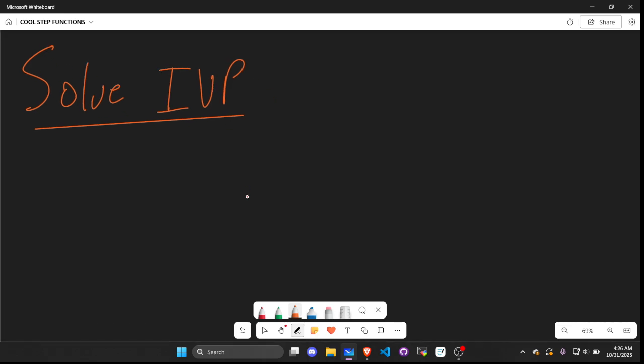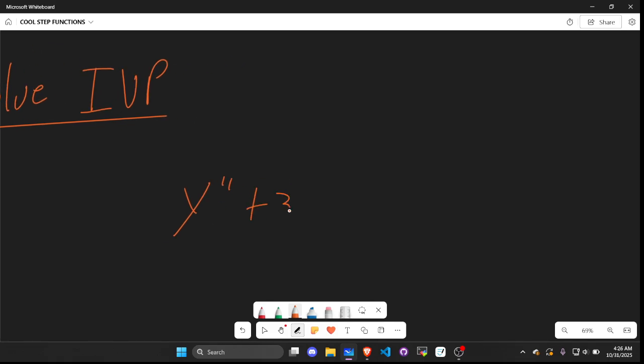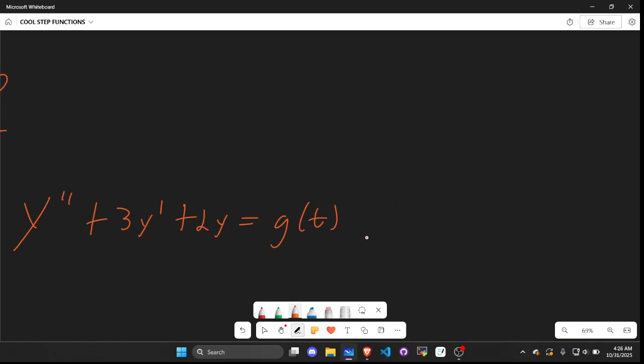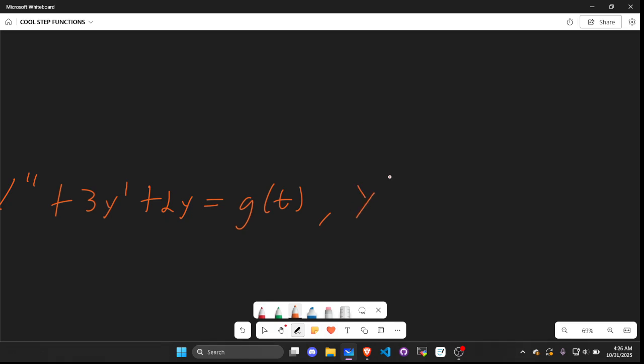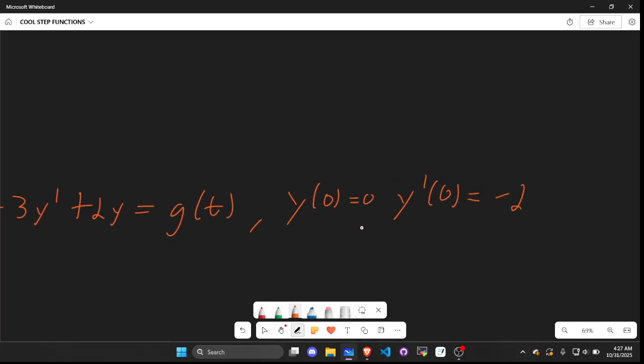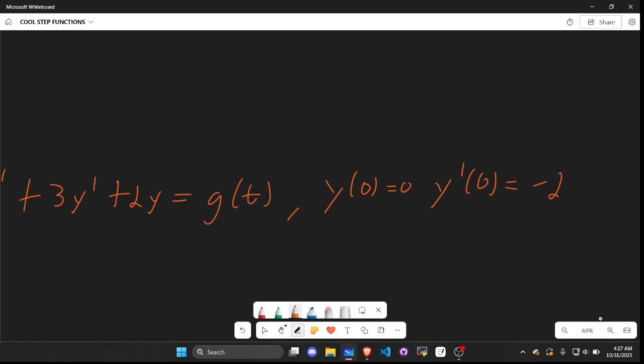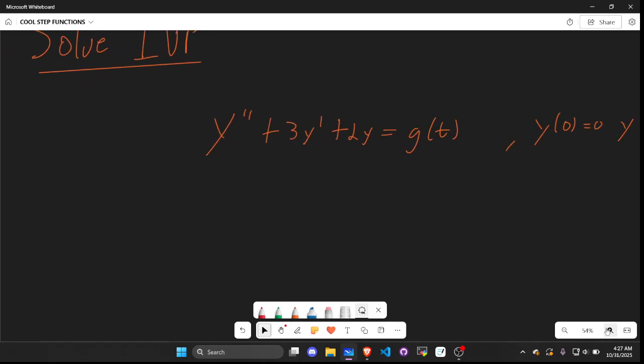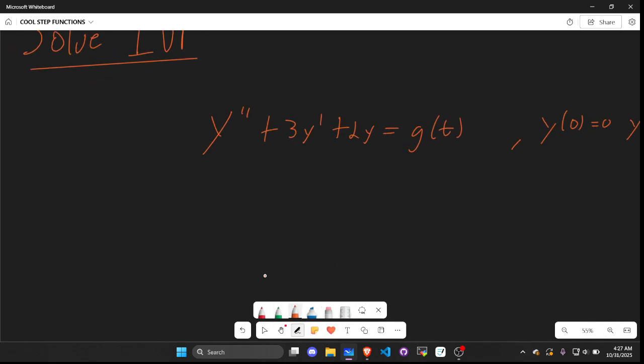We're going to solve this IVP. y double prime plus 3y prime plus 2y equals g of t. And we also have the initial conditions, y(0) equals 0 and y prime of 0 equals -2. So you can probably already see that this is going to be kind of a nightmare, because g of t is not a normal g of t, it's a piecewise.